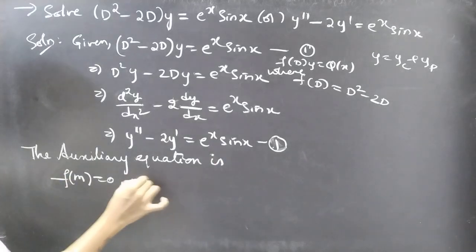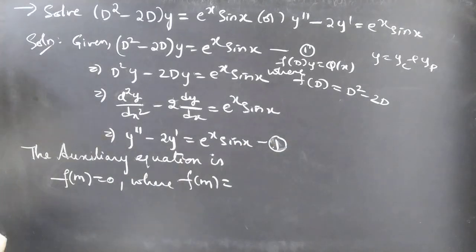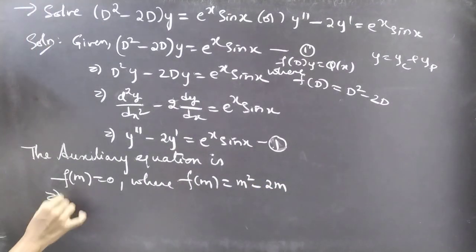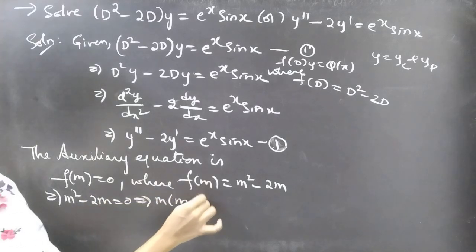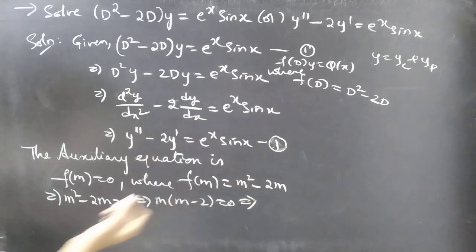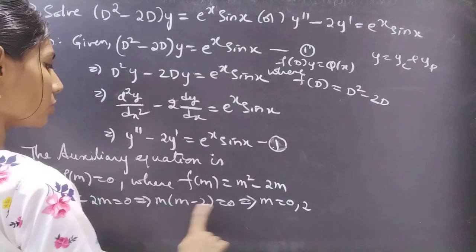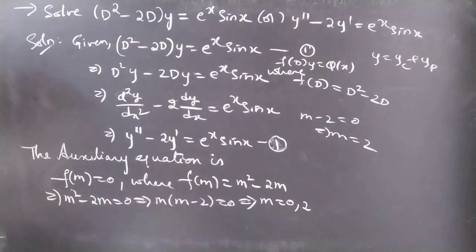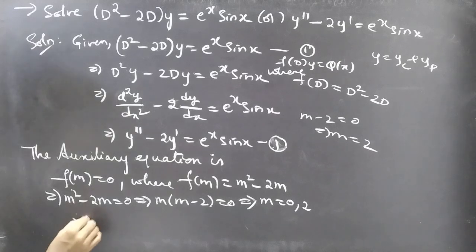The auxiliary equation is f(m) = 0, where f(D) is D² − 2D. Let's replace D by m so that we get f(m) = m² − 2m. Then the auxiliary equation becomes m² − 2m = 0. Take m common from these two terms, and we get m(m − 2) = 0. Now equate each factor to 0, then you'll get m = 0 and m − 2 = 0 gives m = 2. So m = 0, 2 are the real and distinct roots of this equation.